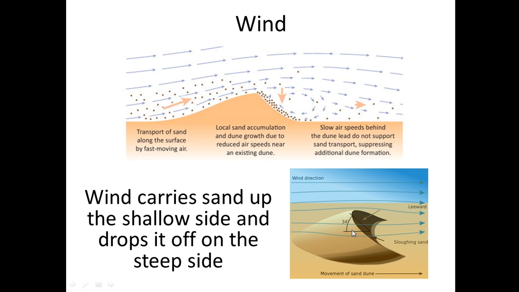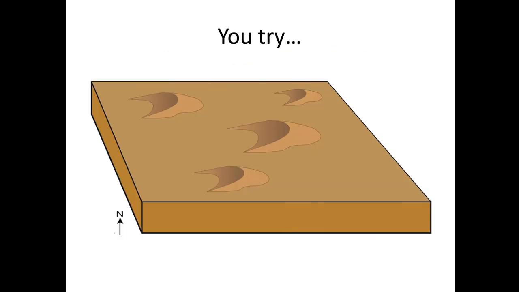And we can see that in this diagram here, that the wind pulled the sand up the shallow side and kind of dropped it off on this steep side. So here's an example of some sand dunes. What direction was the wind blowing that created these sand dunes?